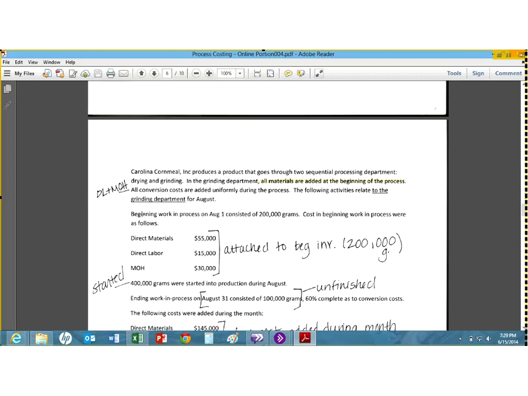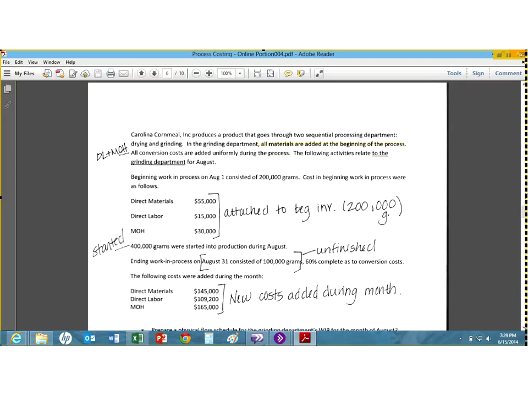This tells us that beginning work in process on August 1st consisted of 200,000 grams. So this is cornmeal. Those 200,000 grams are not ready yet. They're not finished. If they were finished, they wouldn't be in beginning work in process; they would be in finished goods. The cost in beginning work in process is as follows: direct materials of 55,000, direct labor of 15,000, and overhead of 30,000. These total costs are what we have in those 200,000 grams of cornmeal up to this point. Once again, the cornmeal is not finished, so we're going to have to add more cost to finish them. But up until now, we have this amount of money in the cornmeal.